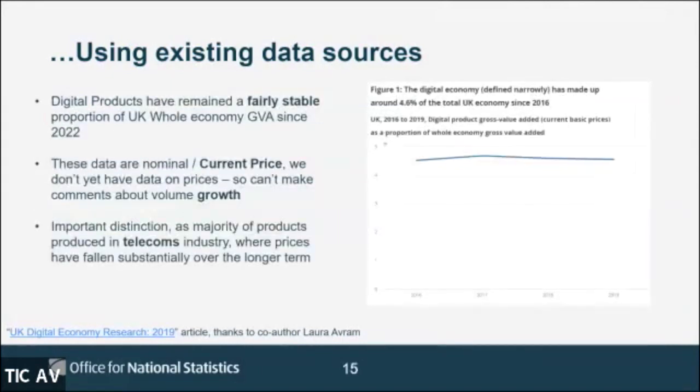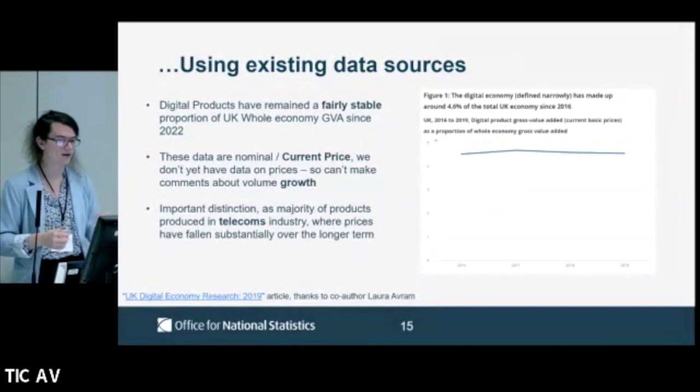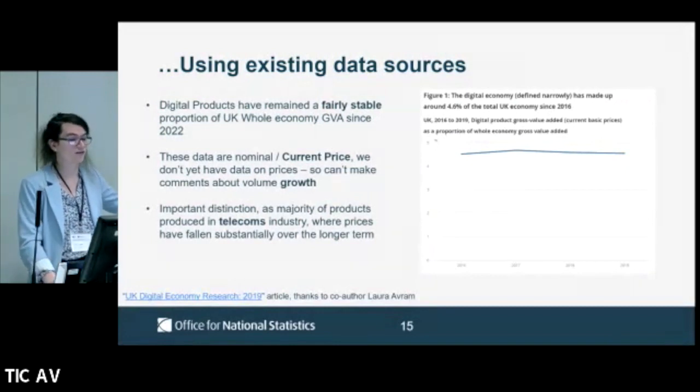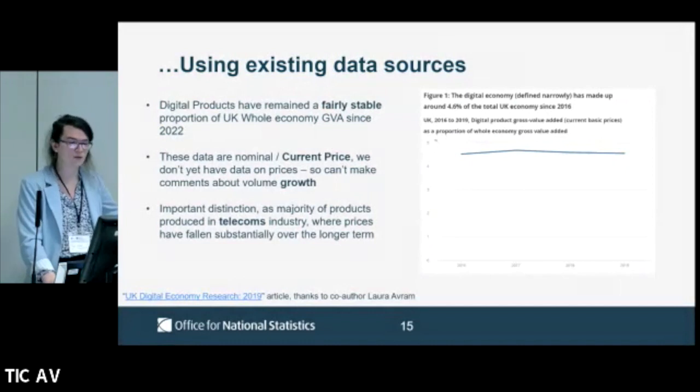But then, of course, we can aggregate the figures and just have a look at the trends over time. We've been able to do this for 4 years so far. One of the things that we found quite surprising at first is the stability of these figures over time. In the UK, for the 4 years, we have around 4.6% of GVA for the UK economy.